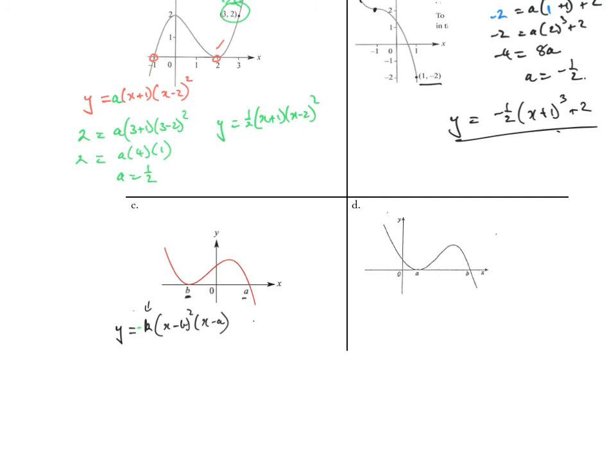Finally, D, very similar, except they're both on the right-hand side. And the a is a repeated factor this time. So again, y is equal to, I'm going to use a k value, x minus a all squared because it's repeated, times x minus b because it's just an intercept. We have no information to help determine the k value. So again, I might just put y equals negative k, x minus a all squared, x minus b. Okay.